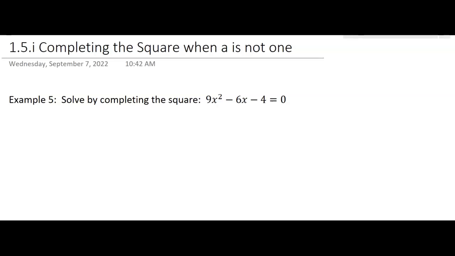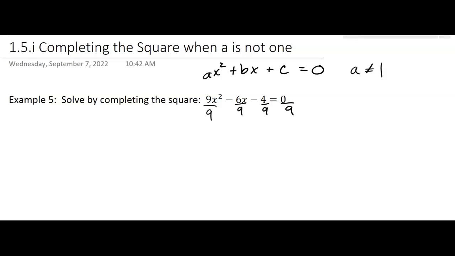Okay, so we have a quadratic equation. It's in the form ax squared plus bx plus c equals 0. But this time a is not 1. A is not 1. Okay, so we divide everything by a. Just divide each of them by a.